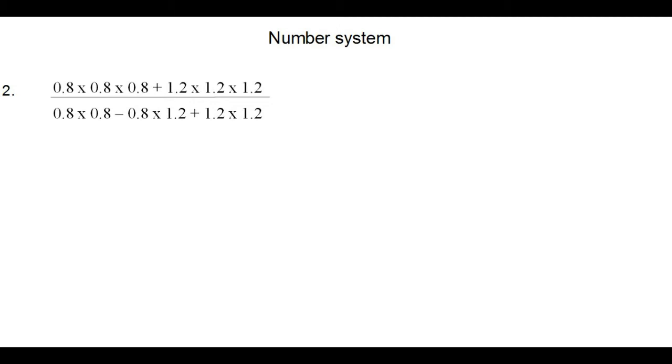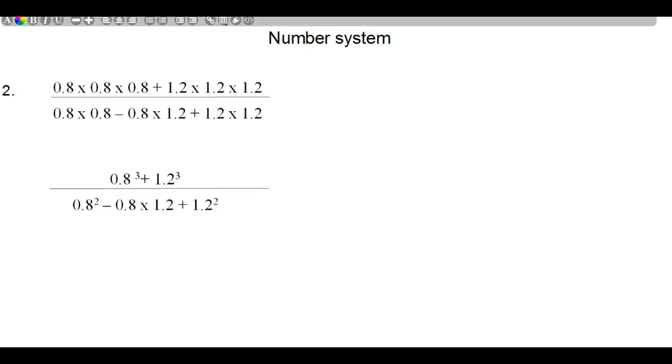Now friends, if you look at this question, it really appears to be a complicated one. But then, if you understand the formula which is to be applied here, the answer can be obtained in a few seconds. Now let us first of all simplify this in a proper form. For example, 0.8 into 0.8 into 0.8 can be taken as 0.8 whole cube plus 1.2 into 1.2 into 1.2 is 1.2 cube divided by 0.8 into 0.8 is 0.8 squared minus 0.8 into 1.2 as it is plus 1.2 into 1.2 is 1.2 squared.